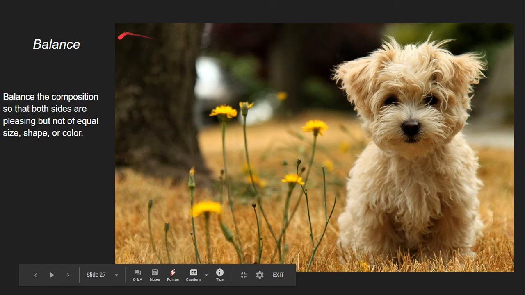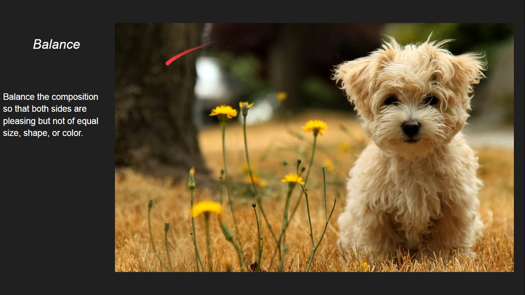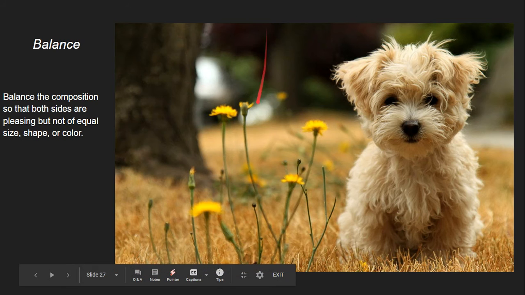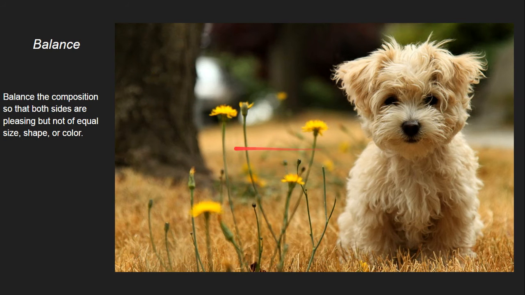He's beige. The tree is brown. There's balance on both sides. The flowers are kind of in the middle. I could even see balance here between the puppy and the flowers. Just a nicely composed photo, but not detracting at all.